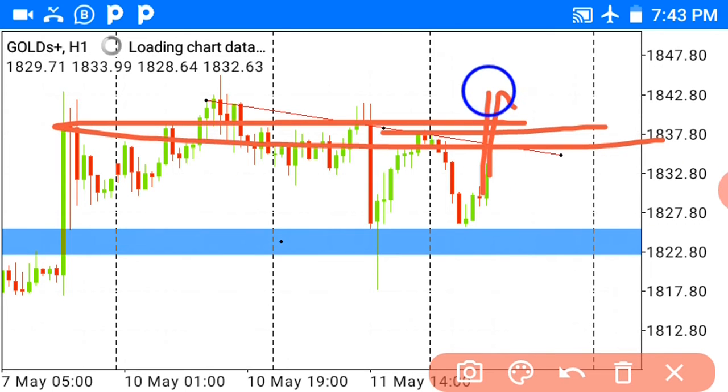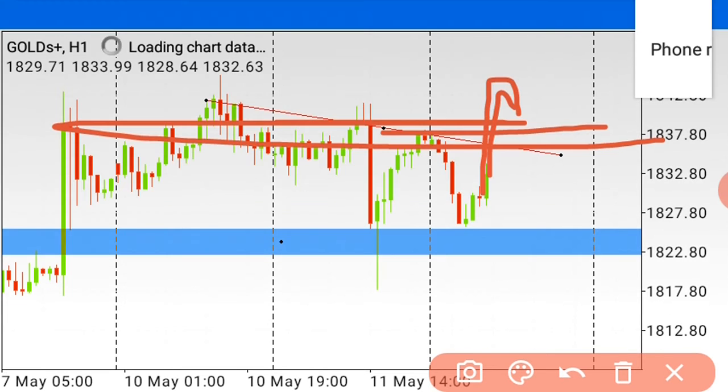So once it breaks above it and shows signs of a retest of it, then we can go long on this particular trade. And if you're going long on this particular trade, that means our stop loss is going to be below the previous low.